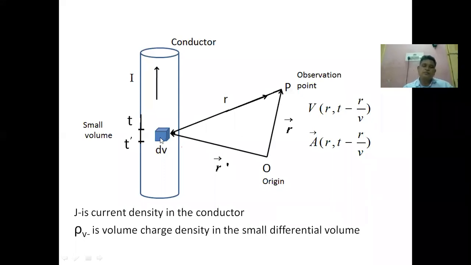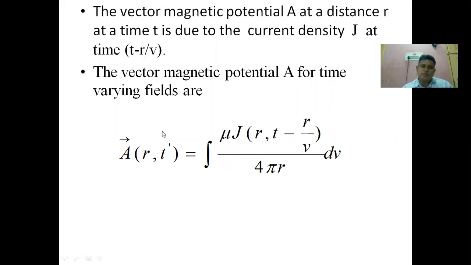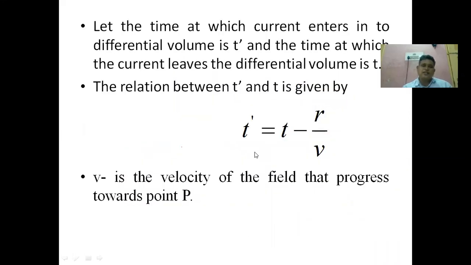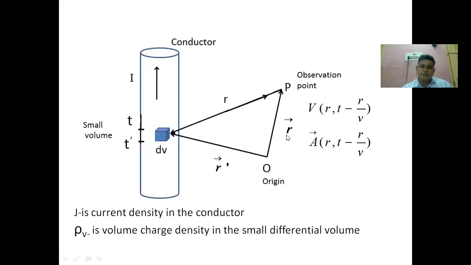Suppose the current is passing through a small, infinitesimally small differential volume dv, with volume charge density rho v. Let us say the time at which the current enters this differential volume is t dash, and the exit time from this differential volume is small t. The relationship between t and t dash is given as follows.